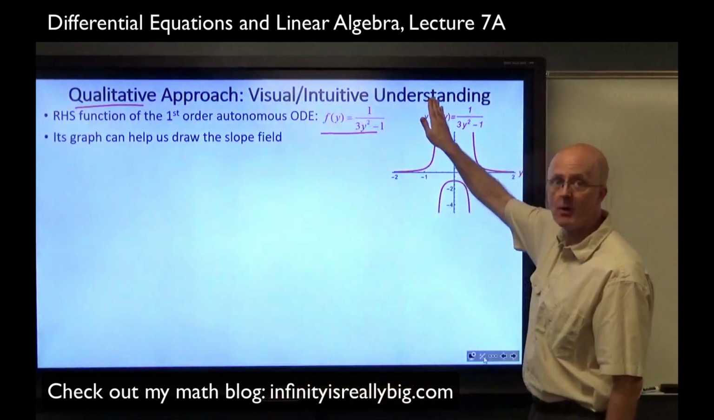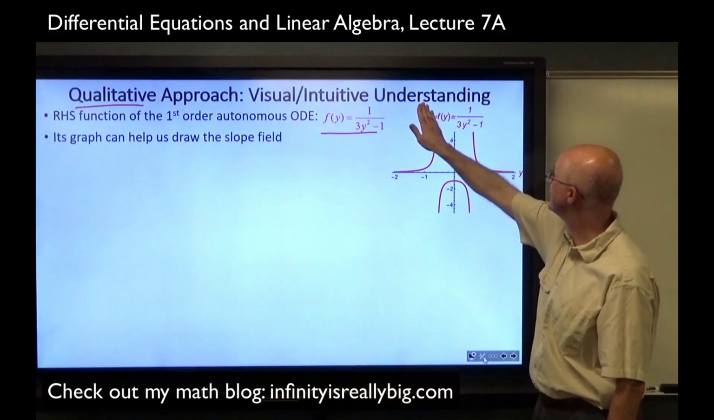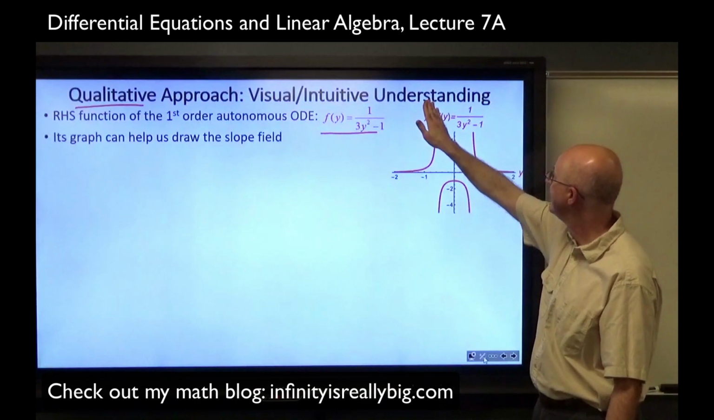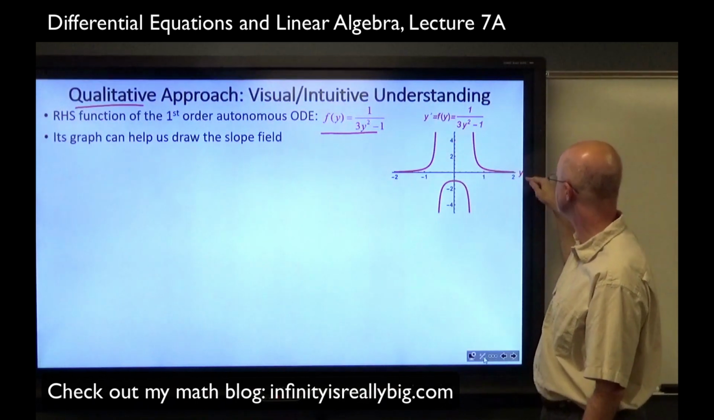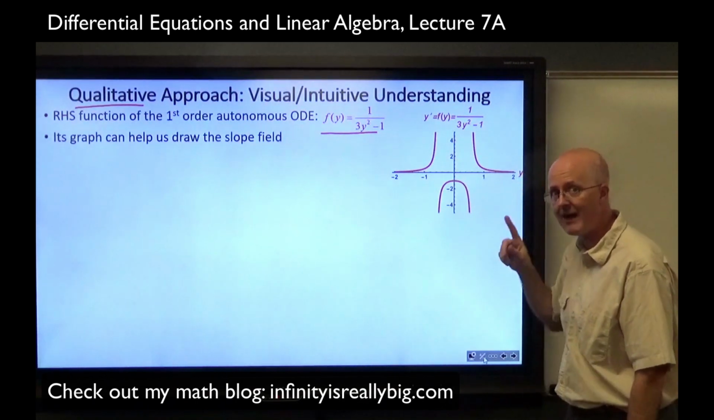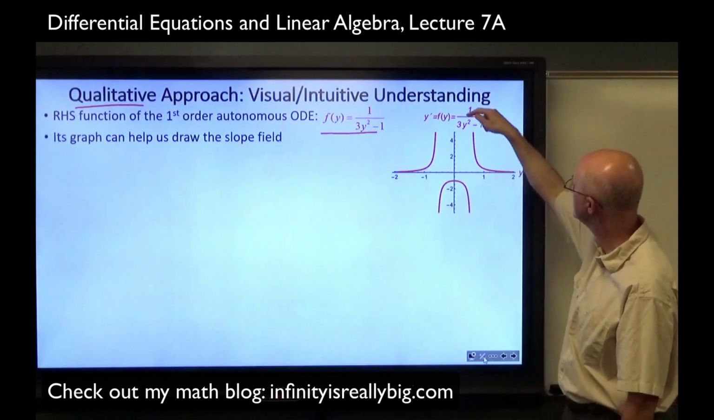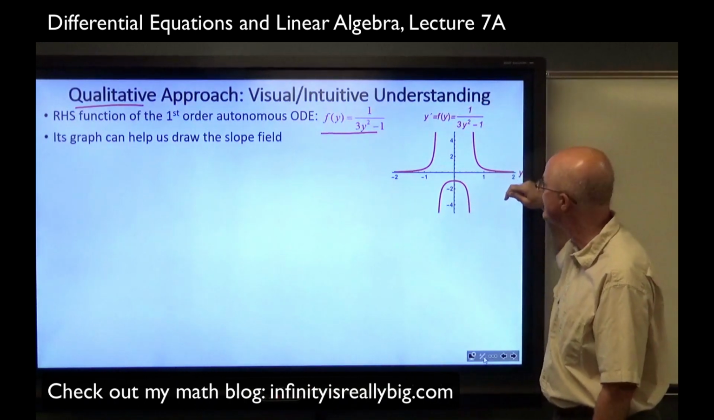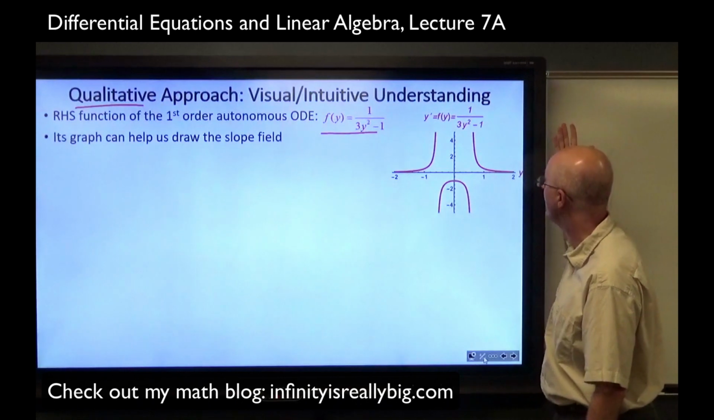Ignore the y prime for the moment. This is a graph of this rational function of y. It's got no horizontal intercepts. Notice the horizontal axis is labeled with y. That's not a mistake. That's done on purpose here. The function is a function of y. This function is never equal to 0.